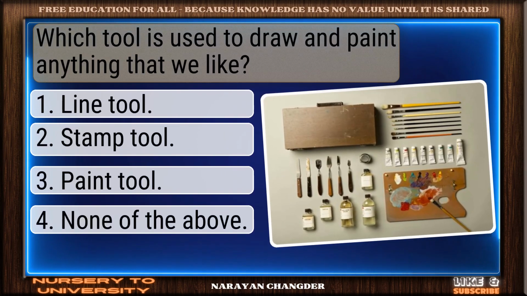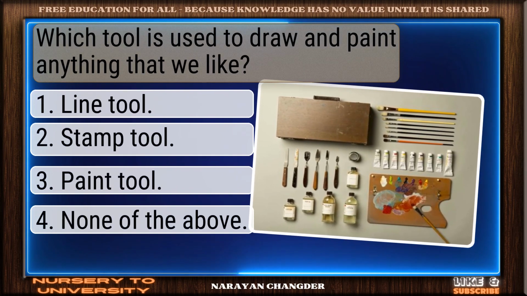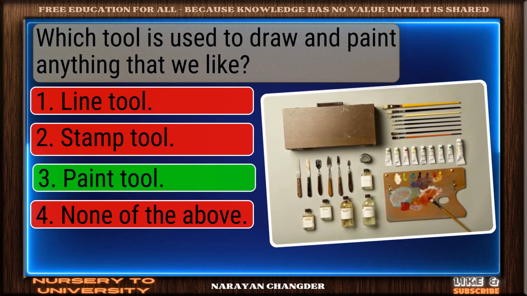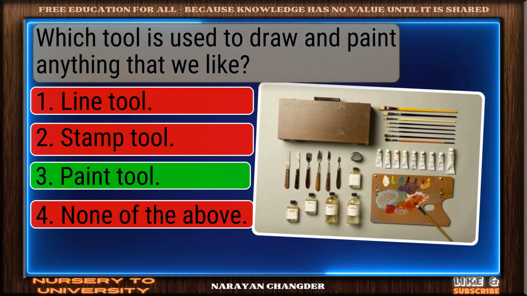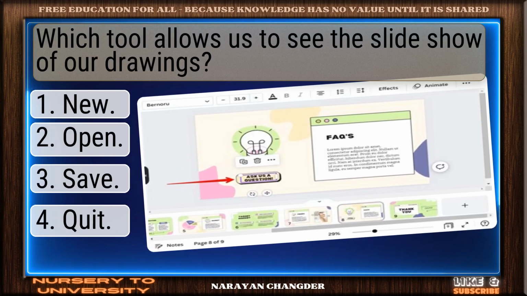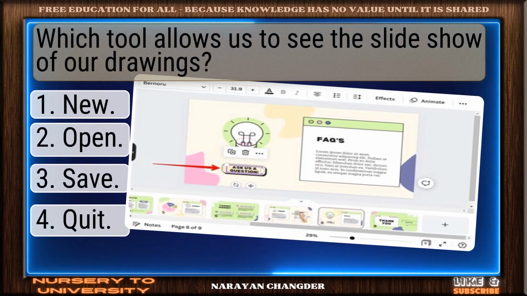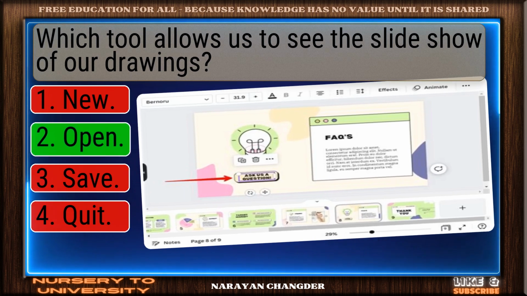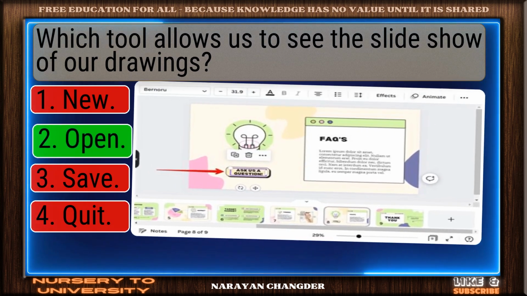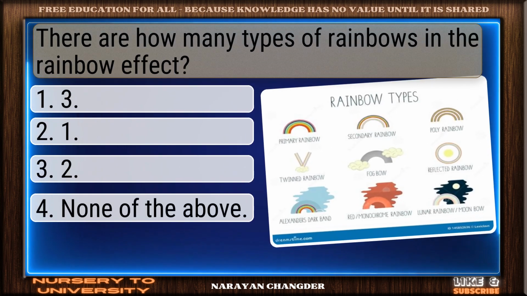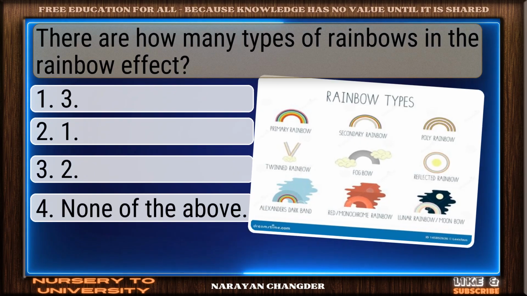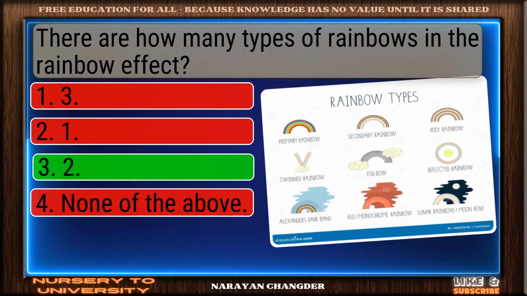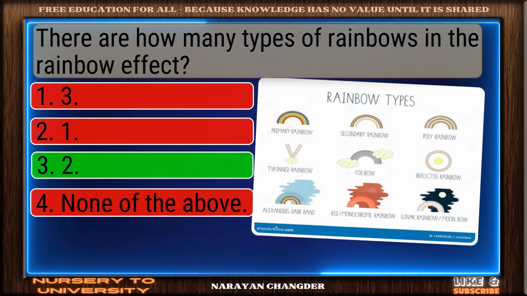Which tool is used to draw and paint anything that we like? Strong choice. Paint tool is right. Which tool allows us to see the slideshow of our drawings? Well picked. Open is correct. There are how many types of rainbows in the rainbow effect? Excellent. 2 is well reasoned.